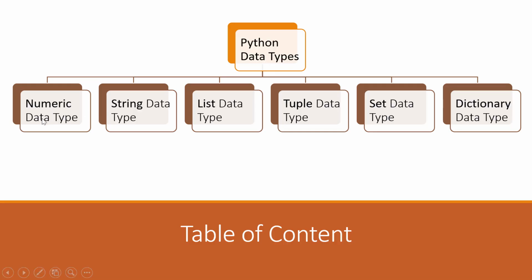For example, we understand what are numeric data types in Python. After numeric, we will discuss what are string data types. Then we will understand how we can create and use the list data type in Python. After list, we will discuss what are tuples and how we can create them in Python. After tuple, we will discuss how we can create and use sets in Python and what are set data types. And in the last, we will understand what are dictionaries and how we can create and use them in Python.